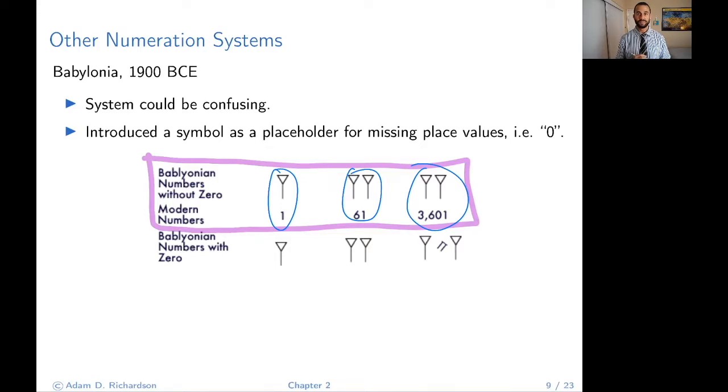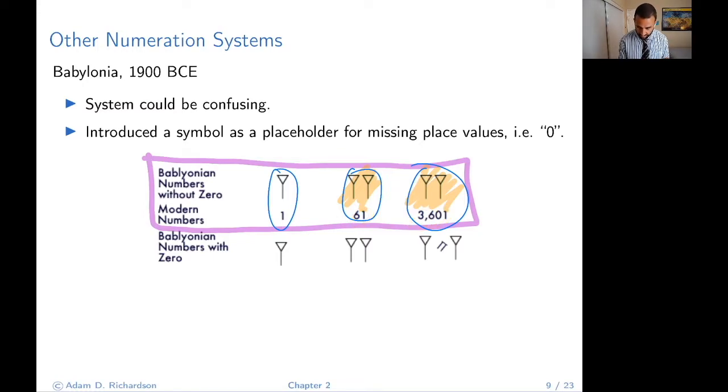You see the problem? The problem is that these last two look essentially identical. In fact, they basically are identical, right? Those symbols look identical, but they're supposed to be describing different quantities, and that's the rub. That's the problem right there.